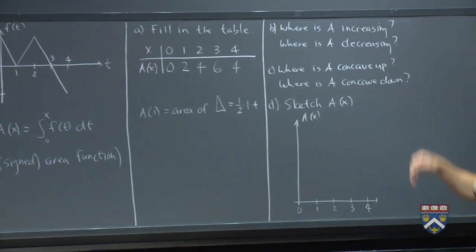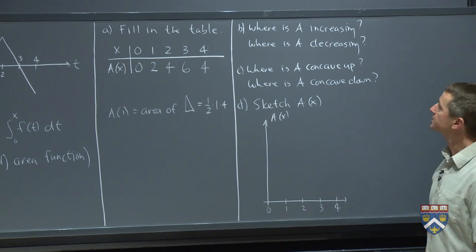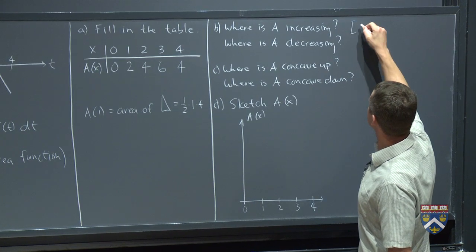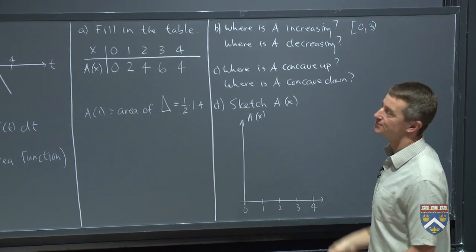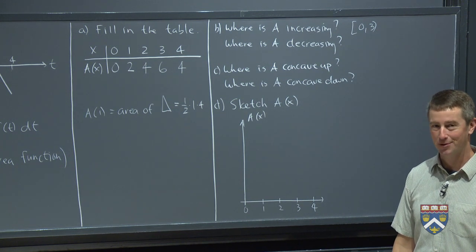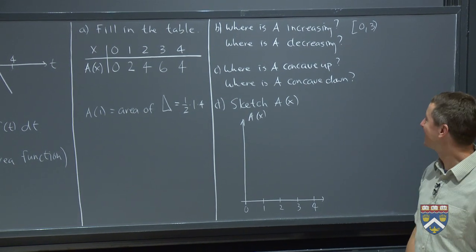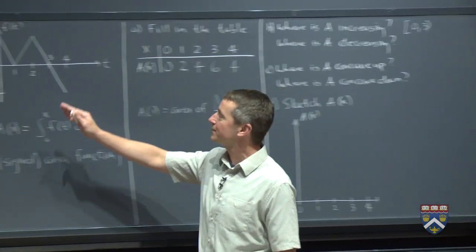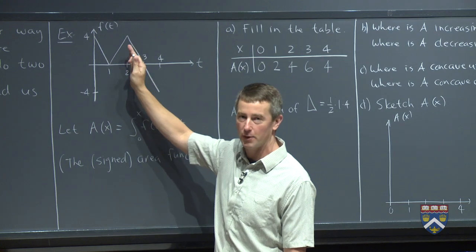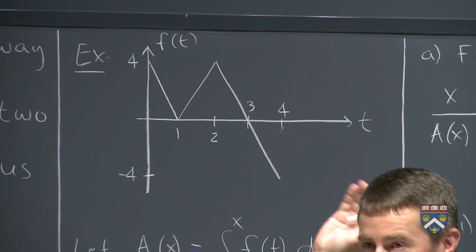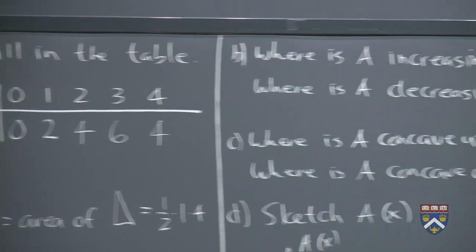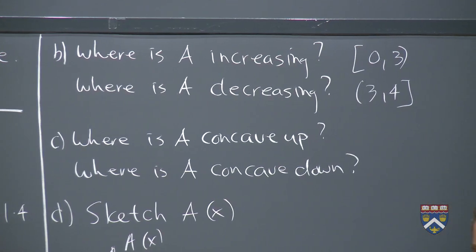Let's move on to this. Where is A increasing? I hope you saw that A is increasing on the interval from 0 to 3. As usual, we're not going to care about whether to include endpoints or not. That's not a topic worth worrying about at any rate. We're gaining area whenever this graph is above the x-axis, right? We're putting in positive area, positive area, positive area all the way from 0 to 3. And then we start to lose area from 3 to 4. So A will be decreasing on the interval from 3 to 4.